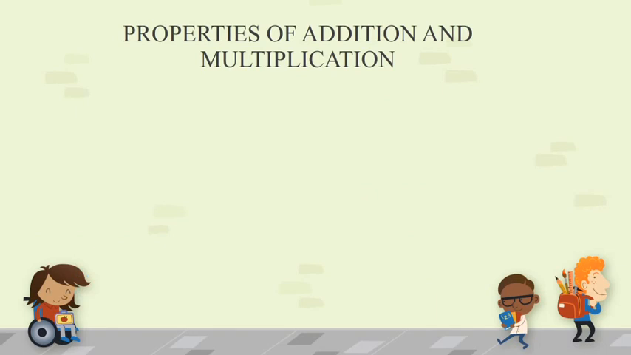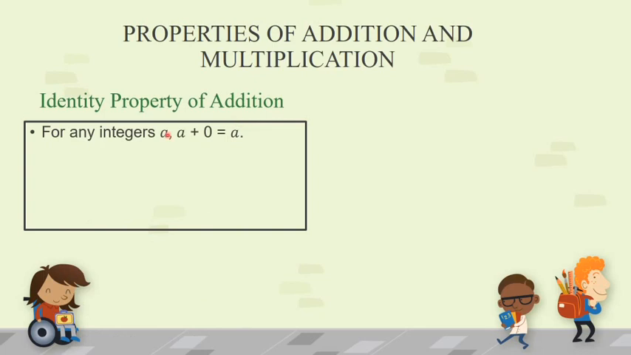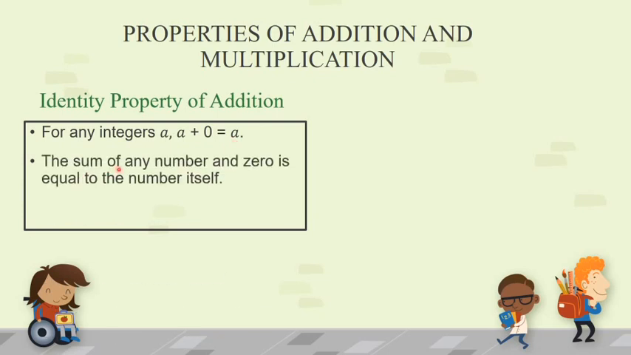Now, let's have other properties of addition and multiplication. So we have the identity property of addition. So in symbol, for any integer a, we have a plus 0 is equal to a. It means that the sum of any number and 0 is equal to the number itself. And of course, the identity element of addition is 0, because when we add 0 to any number, the sum is equal to the number itself.